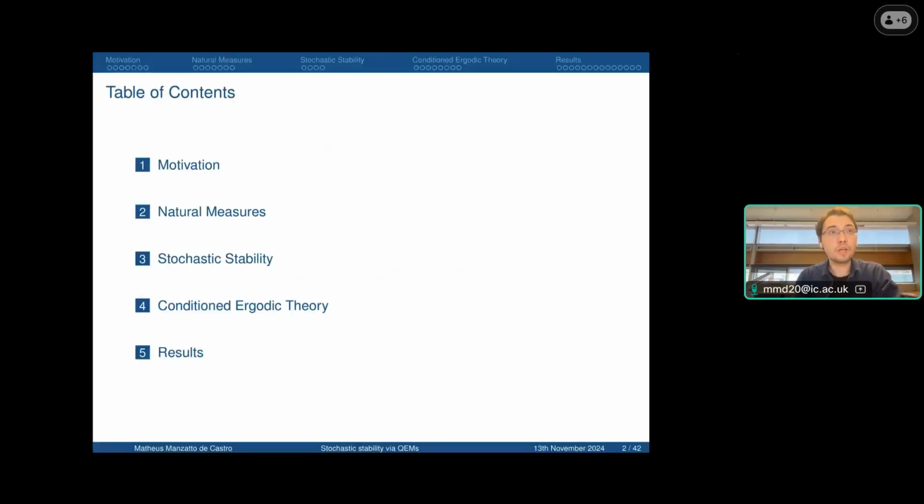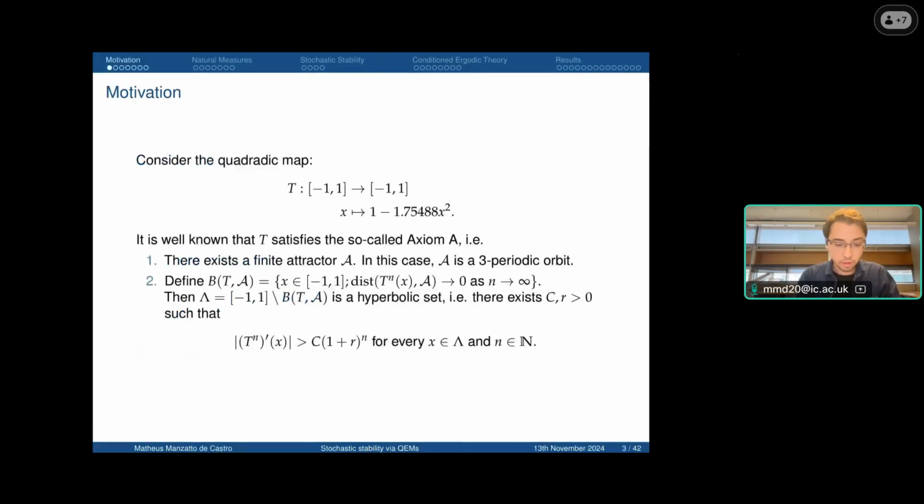My talk will have a lot of parts. There will be a really big motivation, and these two parts are basic motivations. Then I will briefly talk about stochastic stability and conditioned ergodic theory. Then I will combine these two areas to talk about my results, which will come at the end.